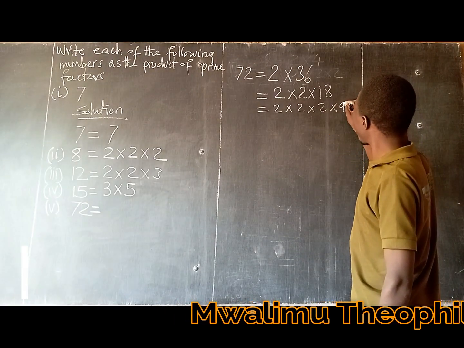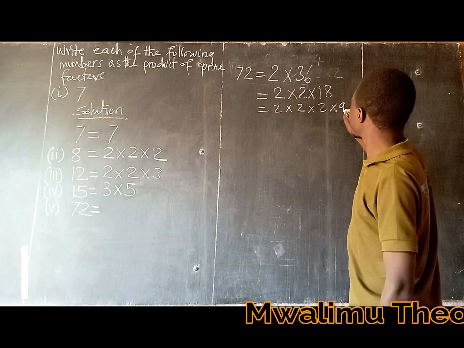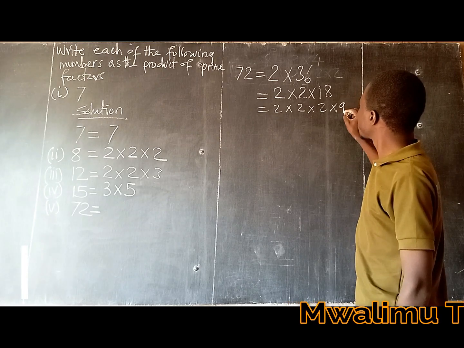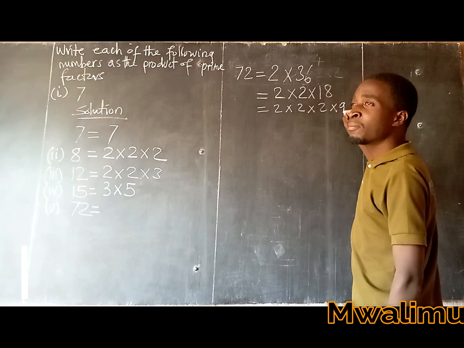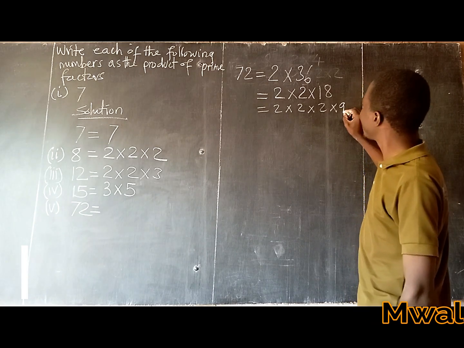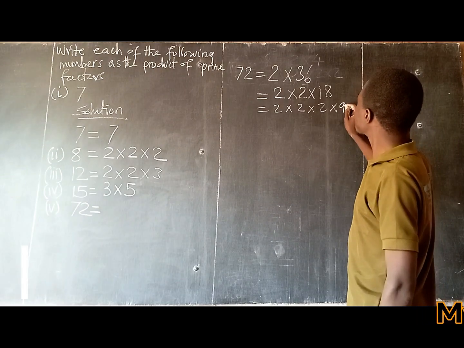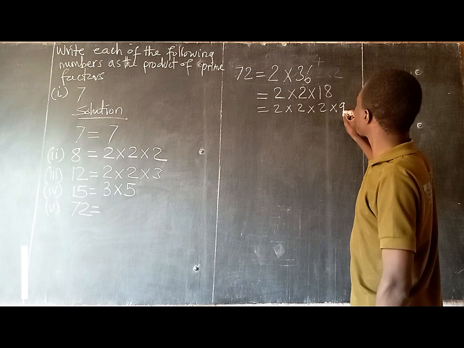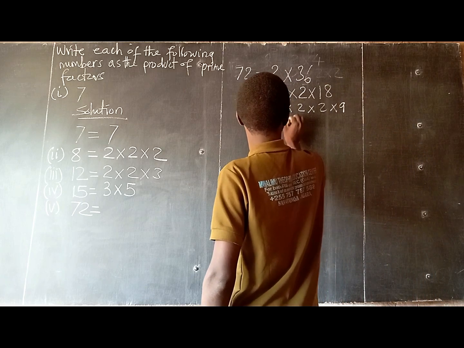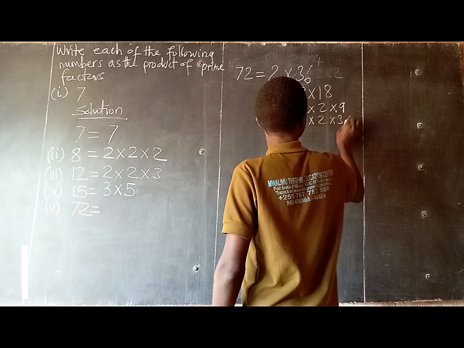Let us see, is 9 a prime number? The answer is no. So 9 cannot be left as it is. You have to remember, 9 is not a prime number because it is divisible by another number apart from 1 and itself. 9 is divisible by 3, so it can't be a prime number. So just break it further. When you break it further, our 72 will be equal to 2 times 2 times 2 times 3 times 3.